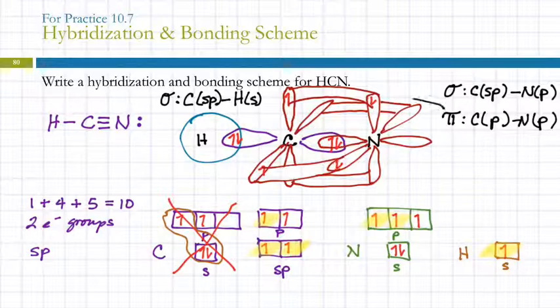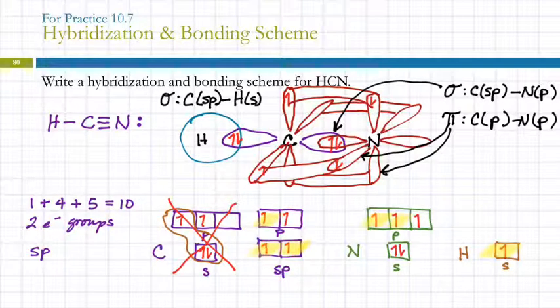So this is describing that bond and this bond. Actually, let's do it this way. Describing this bond and that bond. And this one is describing that bond in there. And this is describing this bond. Any questions?